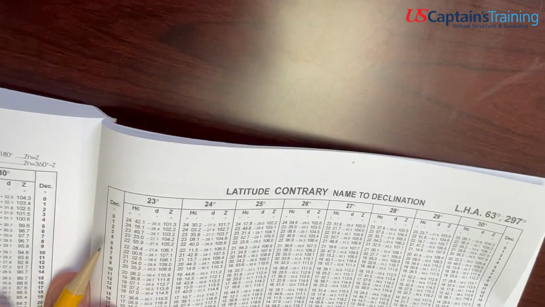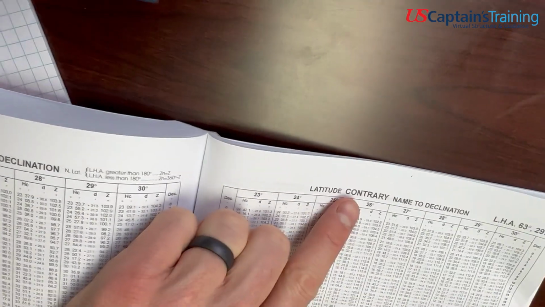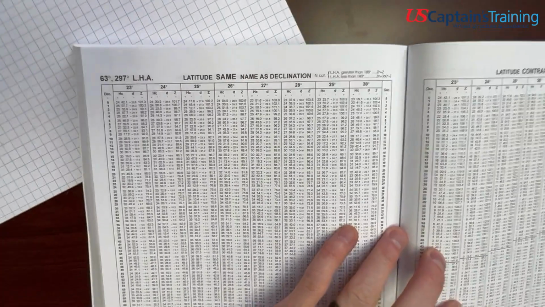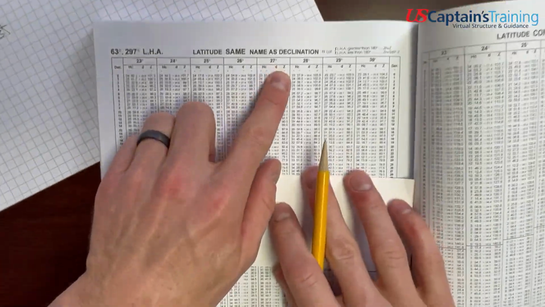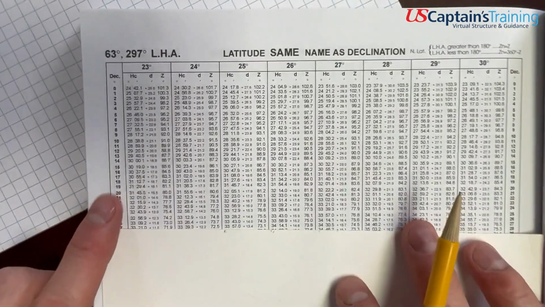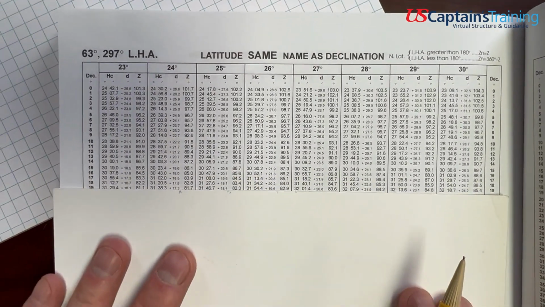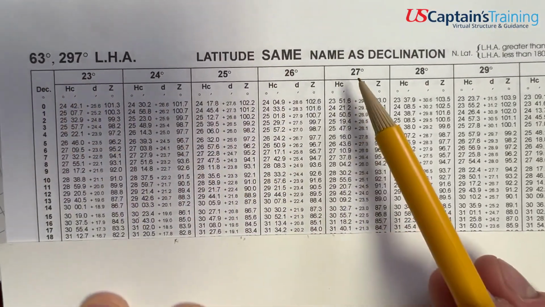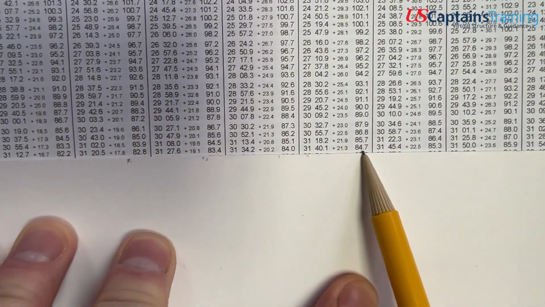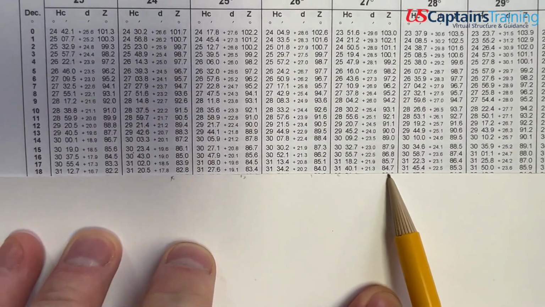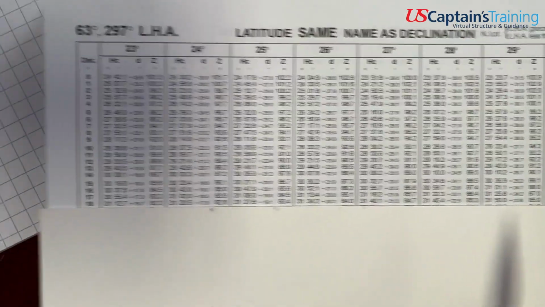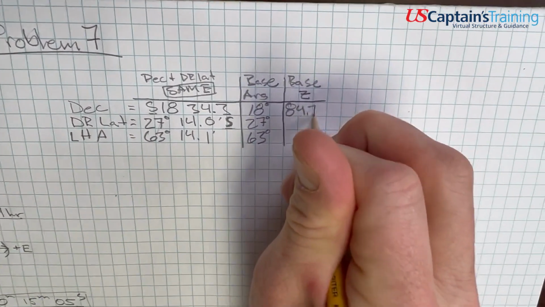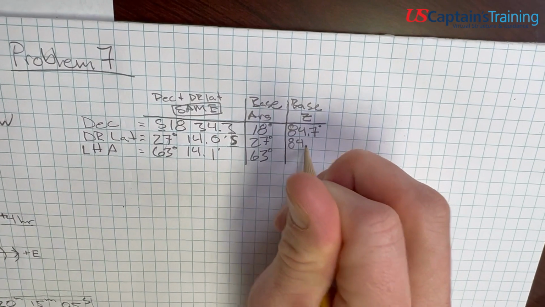You said they had the same name. So we got same on this side, contrary on this side. We need to be over here because we're same, and we're 63, and we're at 27. And we need the declination of 18. So if I line this up on 18 right across, now we're same, 63, 27 in the Z column down to 18, 84.7 is our base argument. So now we're here, 84.7 degrees. This is our base all the way down.